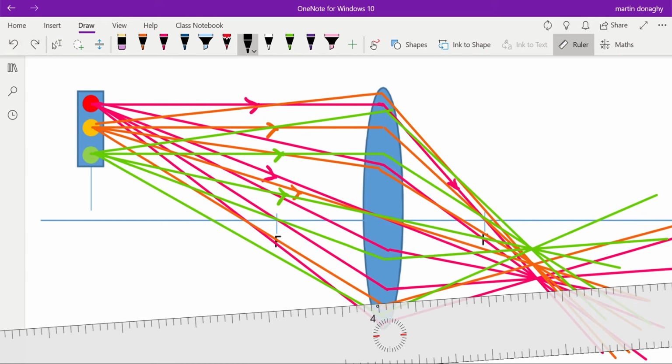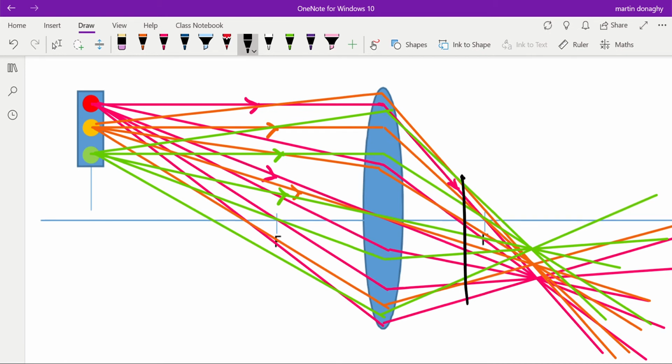However, if I put a screen here, the same is true. If I put a screen here, the same is true. All those rays of all those colors are mixed together. However, if I put a screen here, what I would get is a little red dot of light here, a little amber dot of light here, and a little green dot of light there. Okay, the light that came from our object, the traffic lights, gets focused at that point. And if I put a piece of paper there, I would get an image of our object.